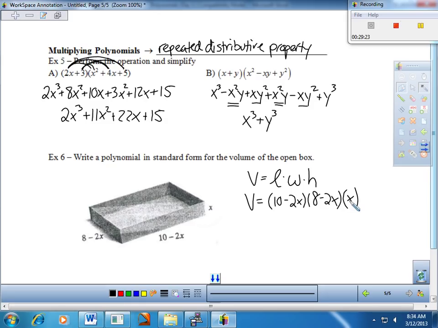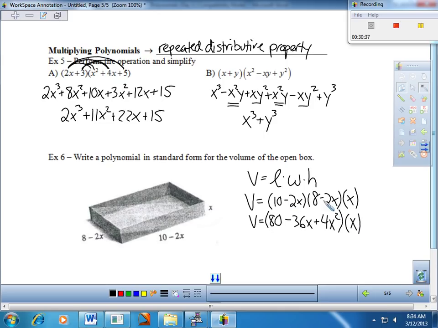Okay, well here's what I did. I looked at this piece, and I FOILed, and I ended up getting an 80 for the first. Outside, I end up getting negative 20x. Inside, I get negative 16x. So that would give me a negative 36x, by the way. And then the last, I got a negative 2x times negative 2x should be plus 4x squared. Perfect. So that would be the polynomial when I FOIL these two binomials out.